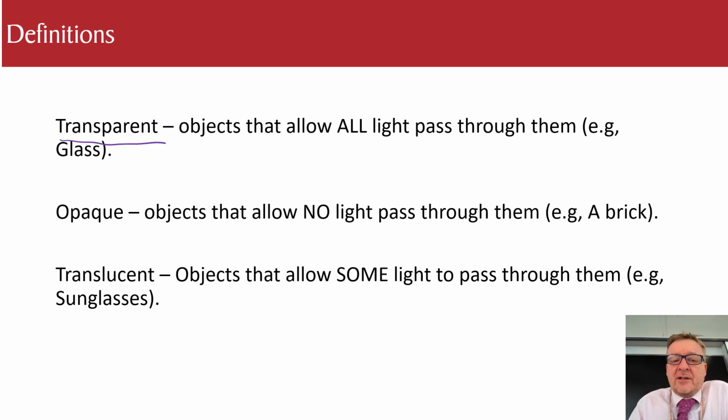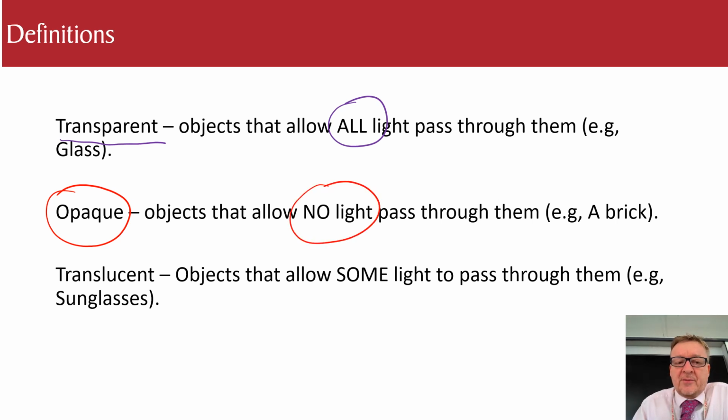Now, a few definitions first. Transparent, right, is where an object allows all light to pass through. So, for example, glass. Opaque means no light can pass through. So, for example, a brick. Translucent allows some light to pass through. For example, sunglasses. Okay? And one of the biggest things about science is making sure that you use the correct terminology every time.